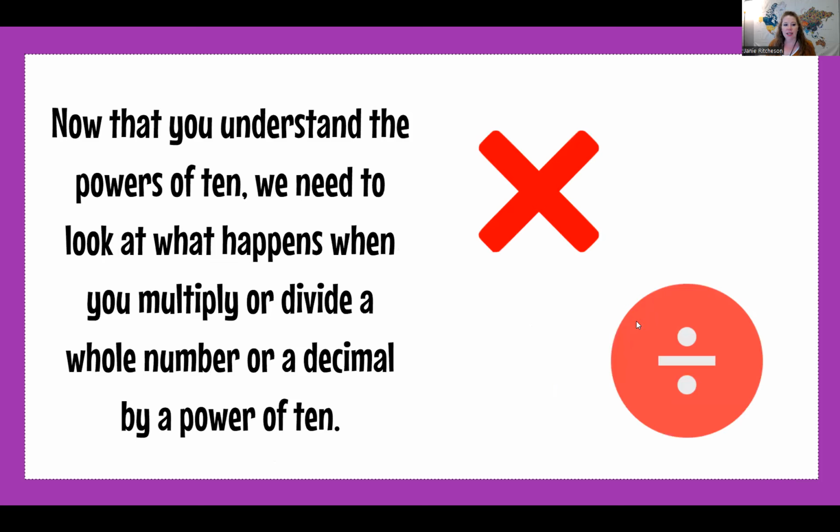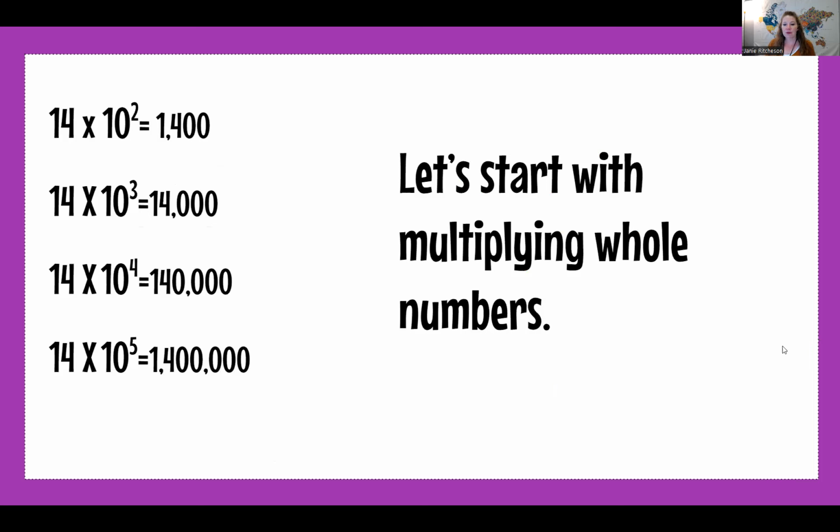All right, now that you understand the powers of 10, we need to look at what happens when you multiply or divide a whole number or a decimal by a power of 10. Let's start with multiplying whole numbers. If I have 14 times 10 squared, we end up having 2 zeros in our answer. 14 followed by 2 zeros. Here I have 14 times 10 cubed, which is 14 followed by 3 zeros. 14 times 10 to the fourth, 140,000. That has 4 zeros. So on and so forth.